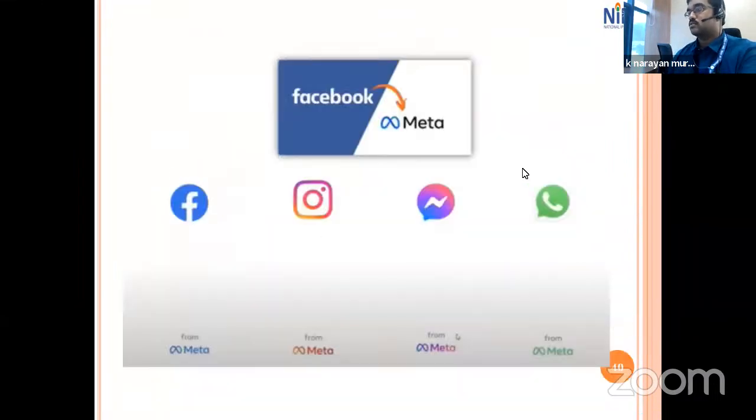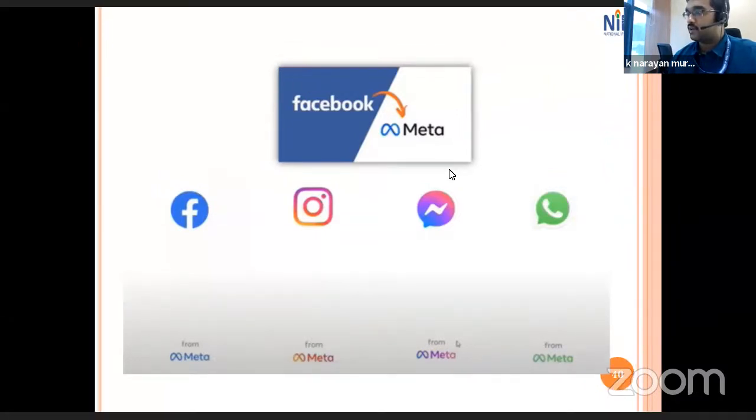Okay. So everyone is well updated about social media platforms. Here you can see the example where Facebook has changed its name to Meta. Mark Zuckerberg, the CEO of Facebook, has changed the name to Meta. So once you open Facebook, Instagram, WhatsApp, you see this "from Meta" written over here. So what is this Meta?